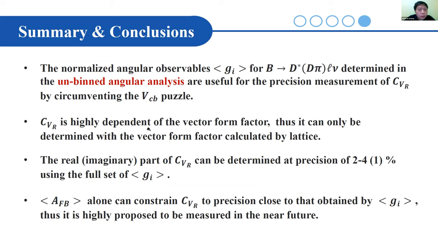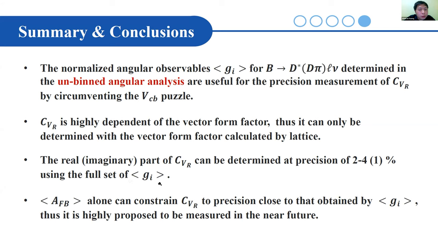Then let me summarize the talk. We performed a sensitivity study for the unbinned angular analysis of the B to D star L nu, D star to D pi decay. We found the normalized angular observables are very useful for the measurement of CVR by circumventing the VCB puzzle. An important finding for the unbinned angular analysis is that CVR is highly correlated to the vector form factor. Therefore, it can only be determined if we know the vector form factor from lattice QCD. In our sensitivity study, we found the real part of CVR can be determined to a precision of 2 to 4%, and the imaginary part can be determined to 1%.